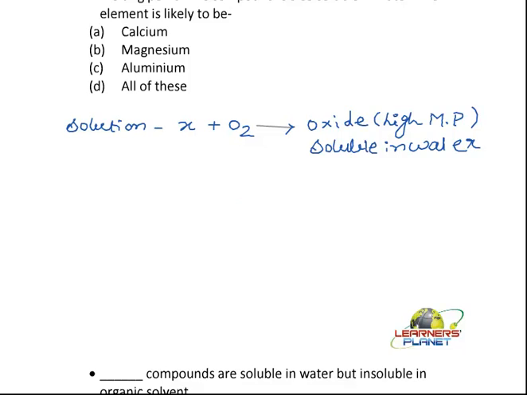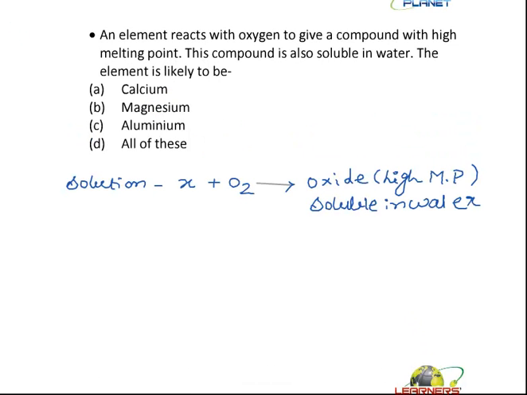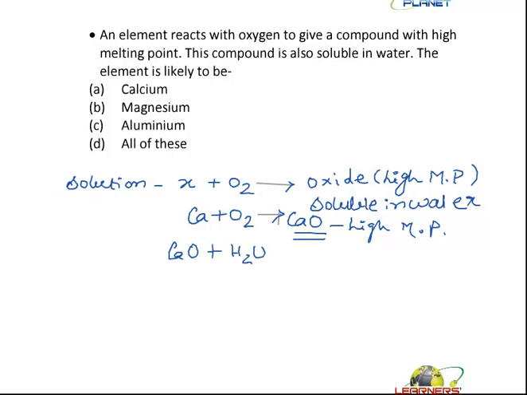Now say calcium. When calcium is dissolved in water, it will form what? Calcium plus oxygen, and it is going to form calcium oxide, that is CaO. Now this CaO has got a very high melting point. And secondly, it is soluble in water, that is, CaO reacts with H2O and it forms what? It is forming calcium hydroxide, that is Ca(OH)2. So both the conditions are fulfilled.